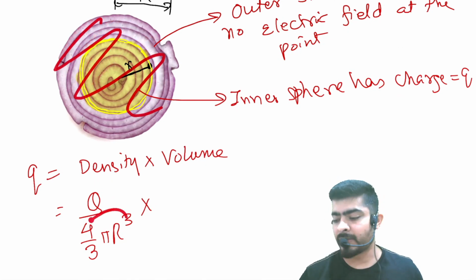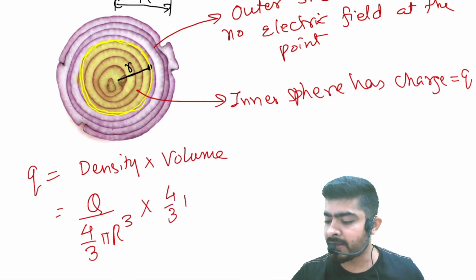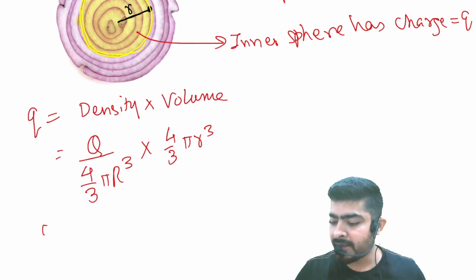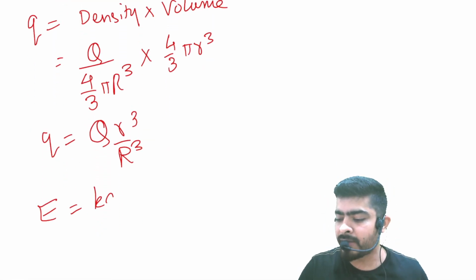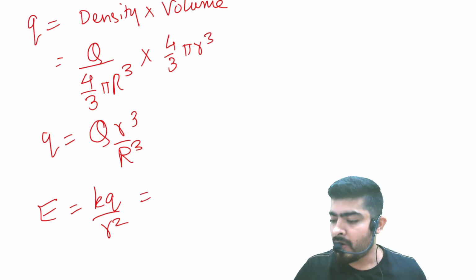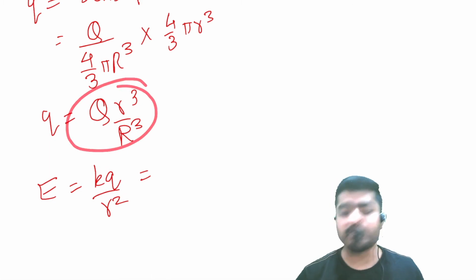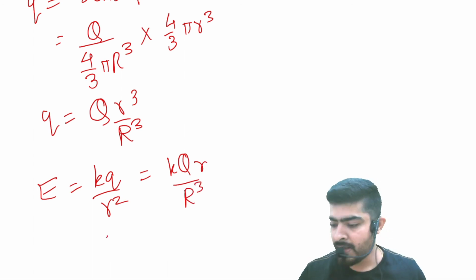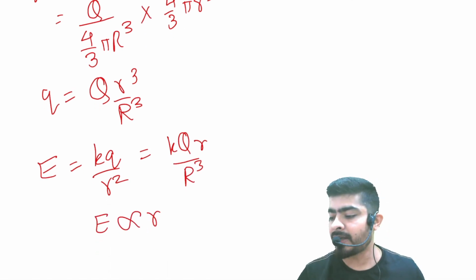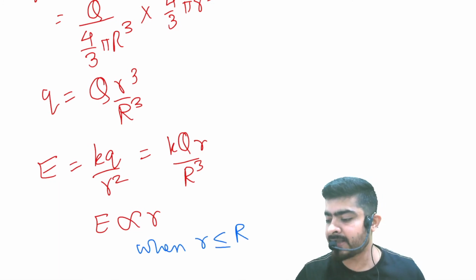Total volume of the sphere is 4 by 3 pi capital R cube. But what is the volume of this inner sphere? 4 by 3 pi small r cube. So then I get q equal to Q r cube by R cube. Okay. So now I can find the field very easily. This is equal to kq by r square. When I put the value of small q over here, what do I get? kQr by R cube. So electric field is proportional to r when r is less than or equal to capital R.